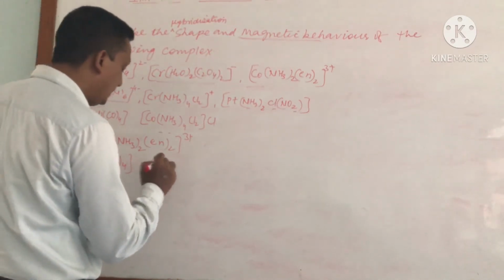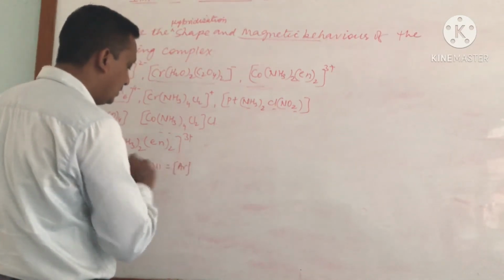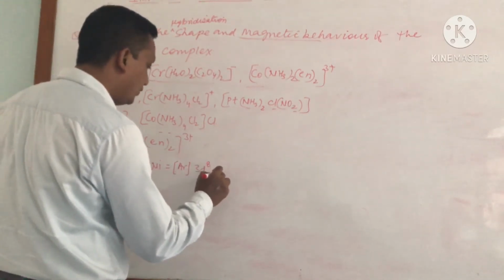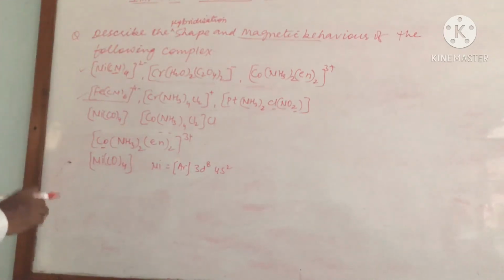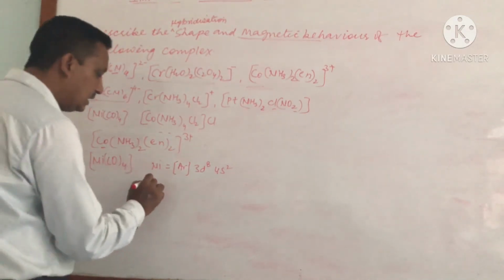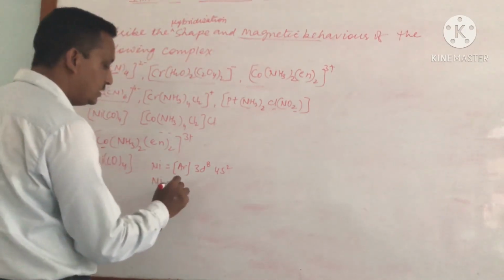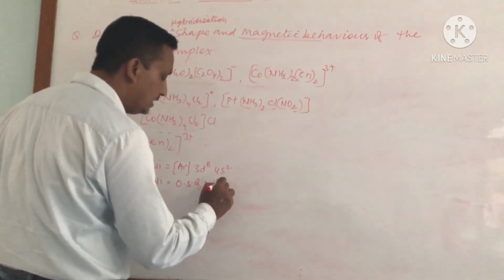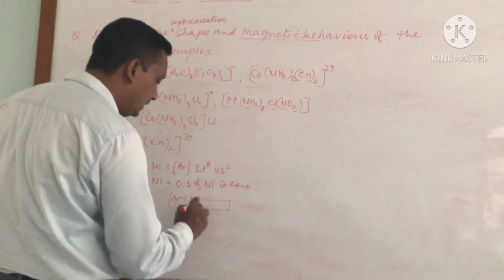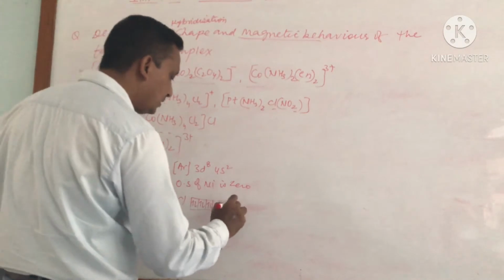So the electronic configuration of Ni can be given as argon 3d8 4s2. We know that in this complex nickel is in the 0 oxidation state, so the electronic configuration would be the same: argon, then the d orbitals 1 2 3 4 5 6 7 8, and the s orbital and then the p orbital.